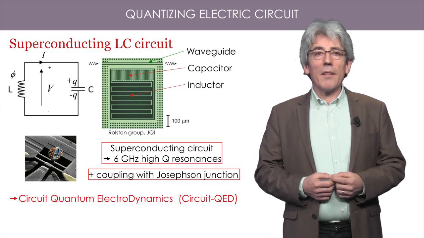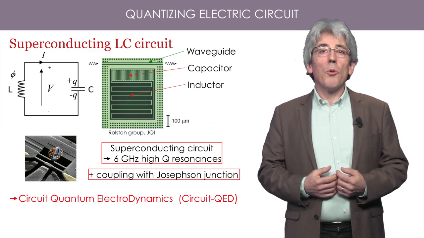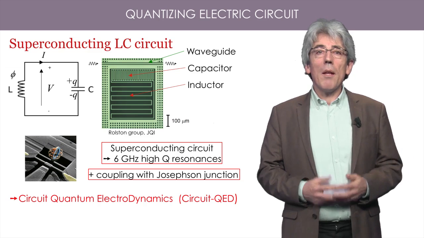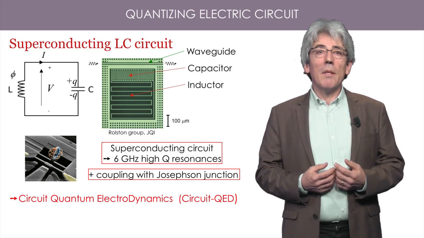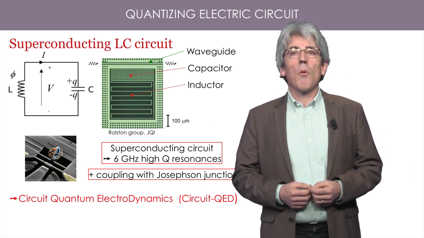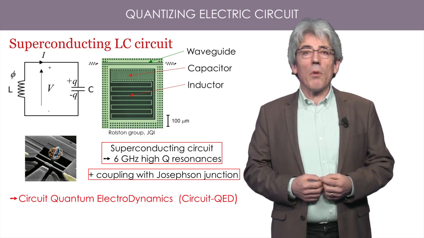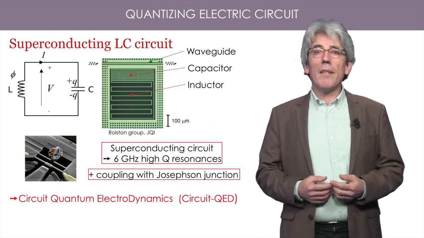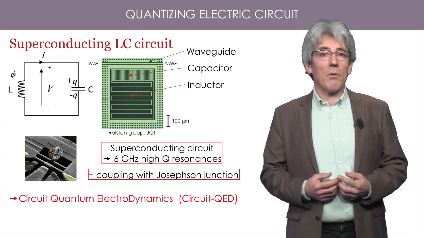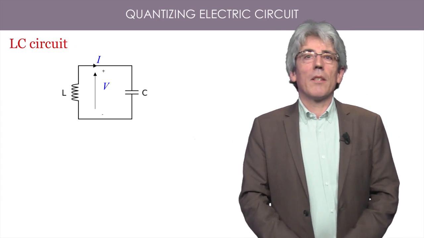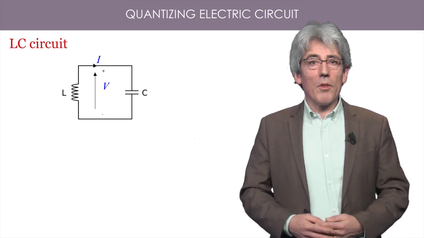Quantizing an electric circuit involving the motion of a huge number of electrons in capacitors and inductors may be seen as an extremely challenging task. Indeed, it is not. We will now show that the simple quantization formalism introduced for field quantization applies as well to electric circuit quantization. Let us consider the LC circuit depicted on the left of the slide.